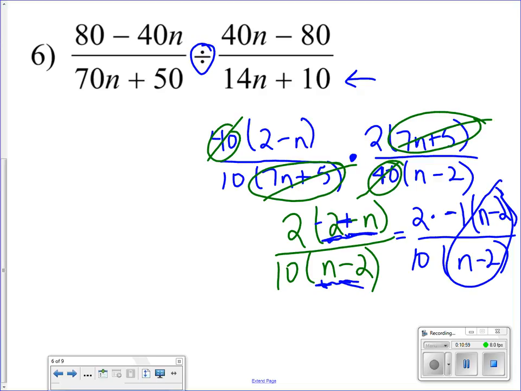Whenever you have factors that are almost the same, just subtraction when the order is different, you can actually cancel them out and leave behind a factor of negative 1. So those factor out, leaving us with negative 2 over 10. And again, there's another GCF of 2. So our final simplified answer is negative 1/5.